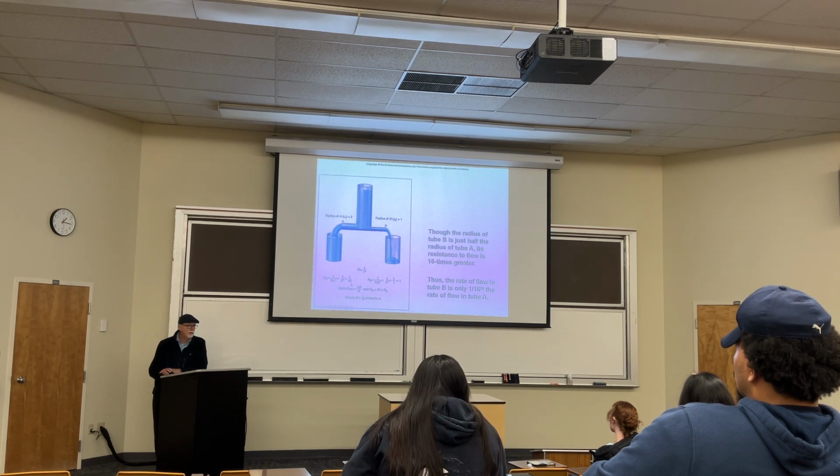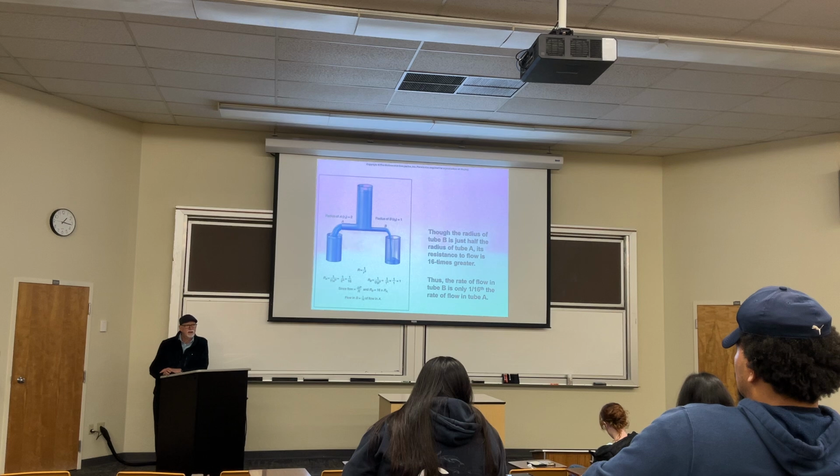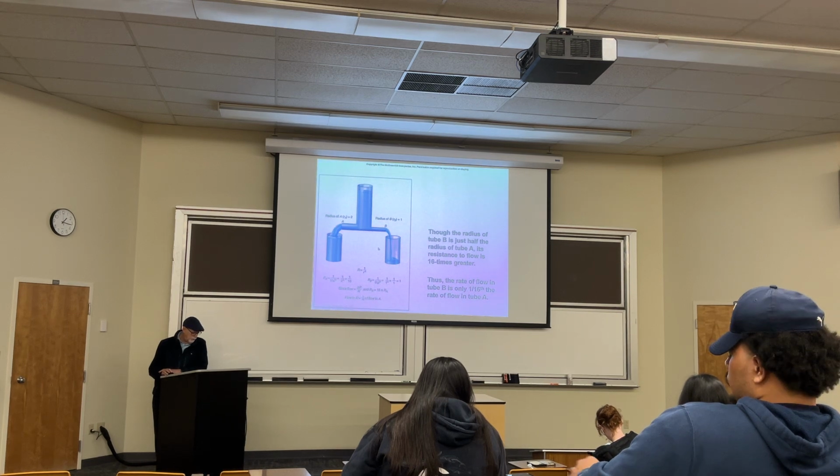It'd be 16, wouldn't it? Why? Because it's to the 4th exponent. 2 times 2 is 4, 4 times 2 is 8, 8 times 2 is 16, and so just doubling your radius will give you a 16-fold change in your flow rate, assuming everything else like your delta P and viscosity are equal. So that tells you how important that is.